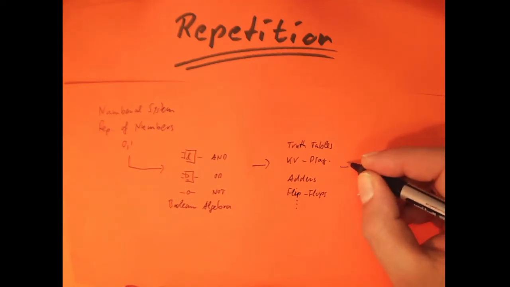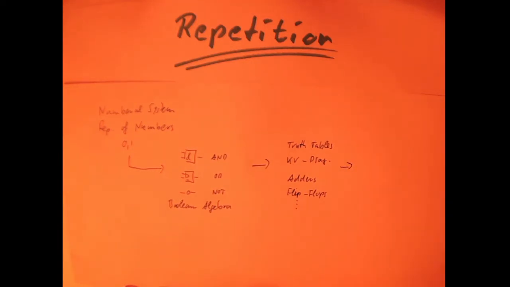And with this, we were able to do some calculations. So we were able to combine inputs and outputs so that we got new operations. And with these calculations, we are now able to go in the direction of what is a computer.